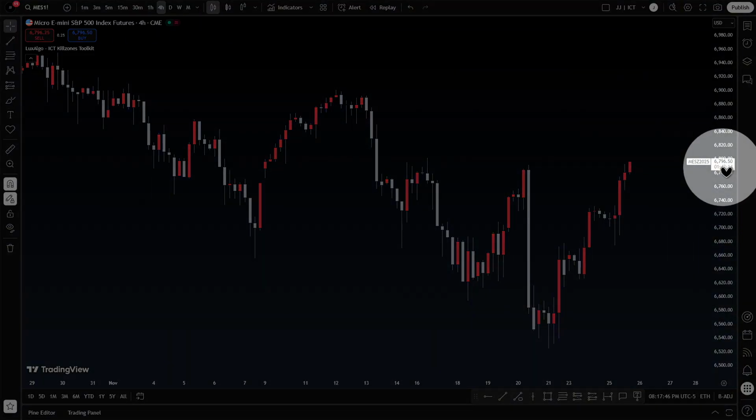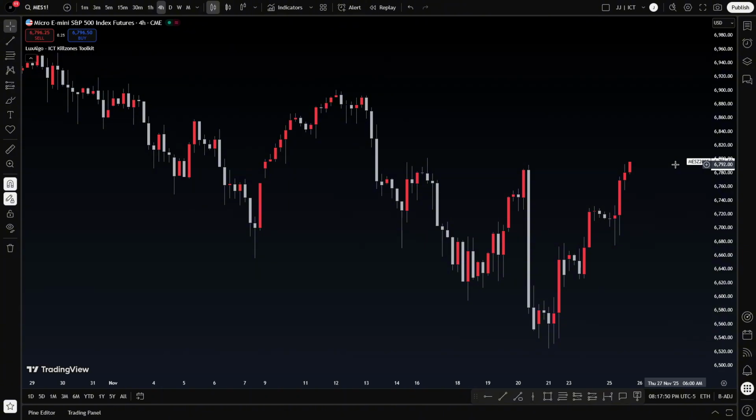Now, ticks, this is very simple. Ticks is very, very specific, okay? Because basically what ticks are is the minimum an asset can move. The minimum amount of points an asset can move at a time, okay?